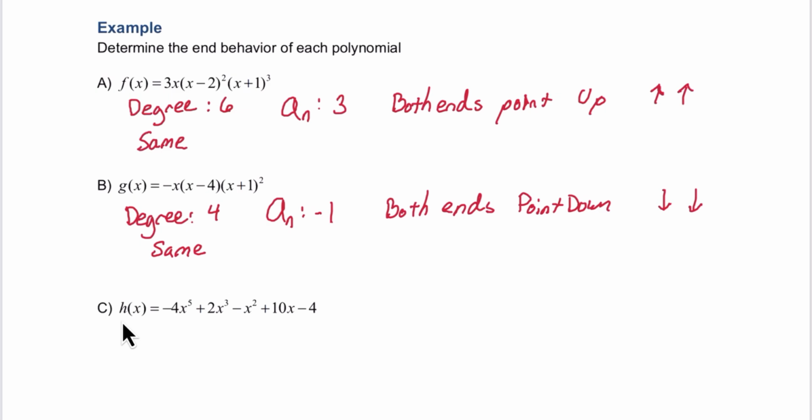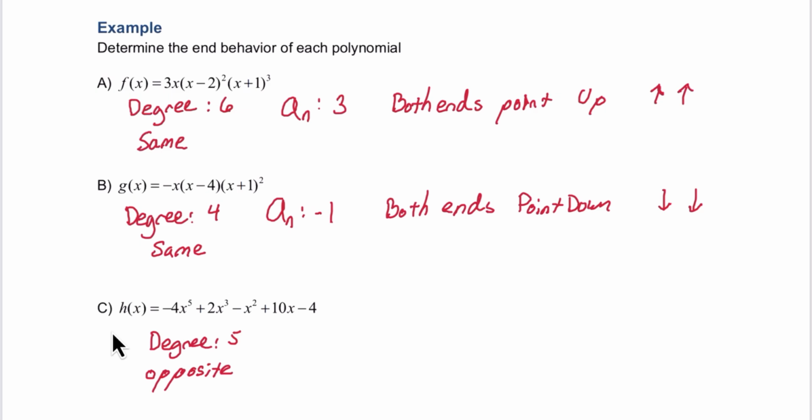In h, this time it's written in the standard form. Notice it's not factored this time. So to find the degree, we just look for the highest power on x, which in this case is 5. The degree is 5. An odd degree tells us that opposite things are happening with the end behavior. One end points up and one end points down.